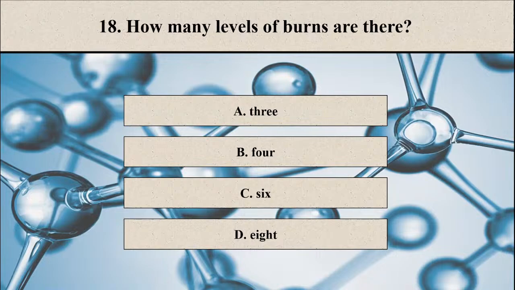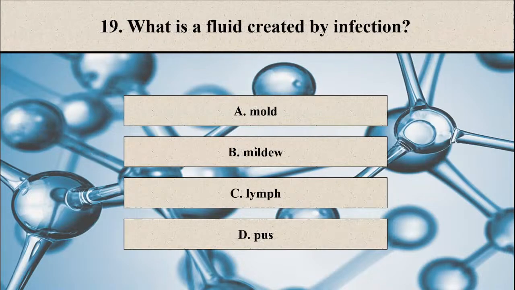How many levels of burns are there? 3, 4, 6, 8. If you chose B, 4, you are correct. What is a fluid created by infection? Mold, mildew, lymph, pus. If you chose D, pus, you are correct.